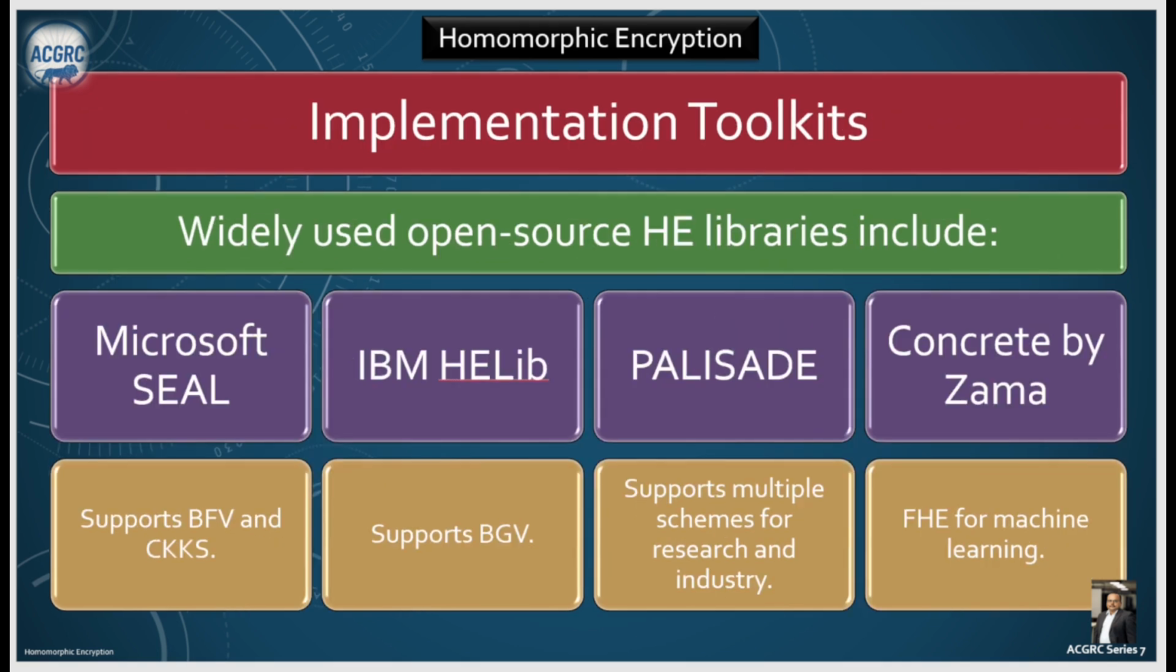Now, widely used open source homomorphic encryption libraries include Microsoft SEAL, which supports BFV and CKKS. IBM supports BGV. PALISADE supports multiple schemes for research and industry. And Concrete by Zama is a fully homomorphic encryption library for machine learning. You can look around and try to get deeper into the subject if you are interested, or if this is something in use in your area.